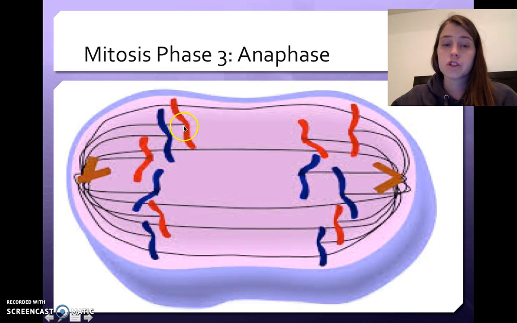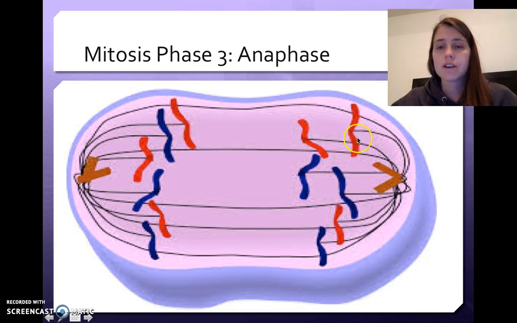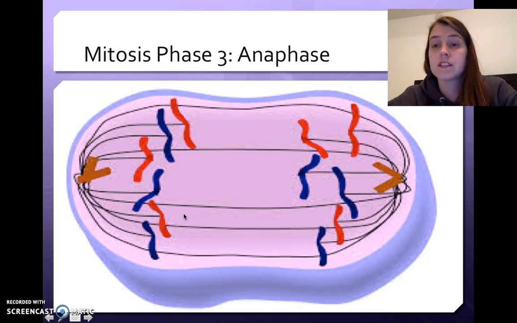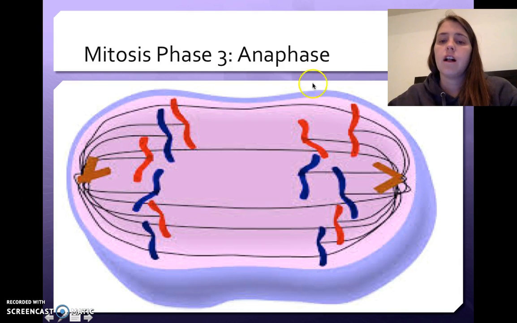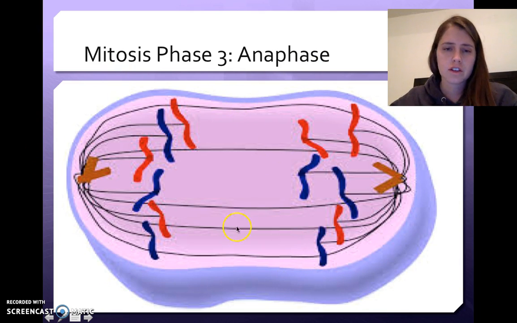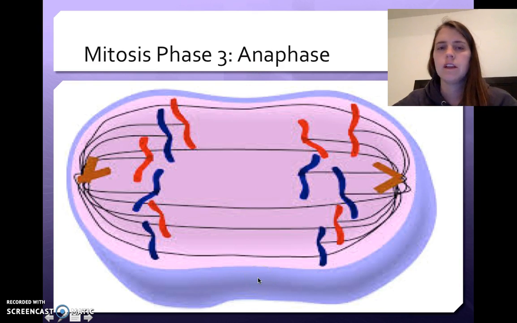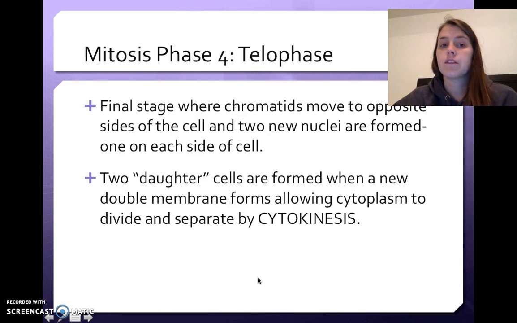So here we go. These little things are starting to shorten, and look, they pulled them apart at the centromere. So now you have a daughter chromatid going to this side of the cell, and that same copy of the daughter chromatid going to this side of the cell. And that's how the cell organizes and makes sure that all of the necessary DNA ends up in every single cell. So all of these guys are on this side, all of these guys are moving to this side. Also notice the cell is starting to get a little bit longer and starting to pinch a little bit in the middle. The next phase is telophase.